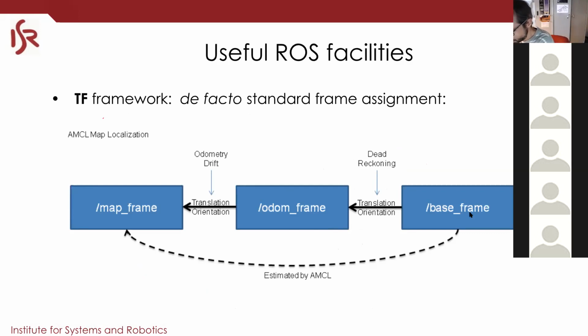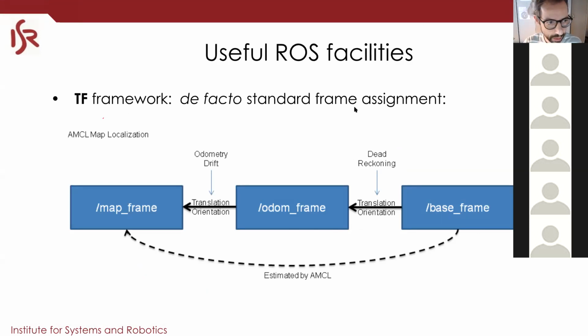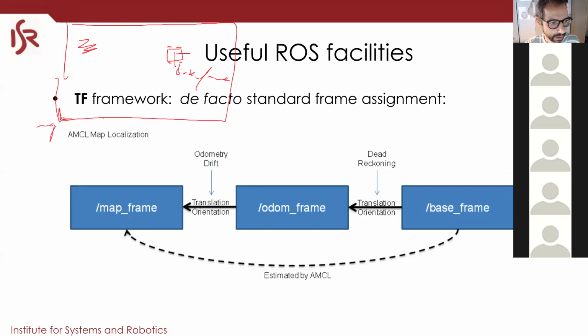Now maybe I will try to annotate something here. Okay, can you see this? Yes. Okay, thanks. So typically we have a robot. You put here your base frame or base link. You have your map over here, and you attach to the map another frame.